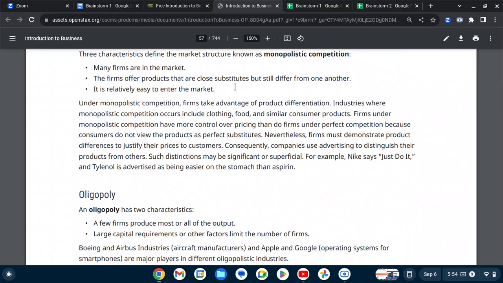Firms under monopolistic competition have more control over pricing than do firms under perfect competition because consumers do not view the products as perfect substitutes. Nevertheless, firms must demonstrate product differences to justify their prices to customers. Consequently, companies use advertising to distinguish their products from others. Such distinctions may be significant or superficial. For example, Nike says "just do it," and Tylenol is advertised as being easier on the stomach than aspirin.